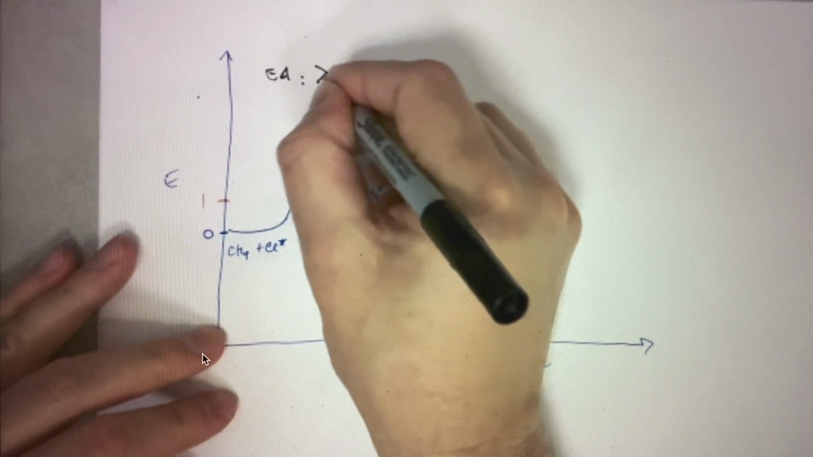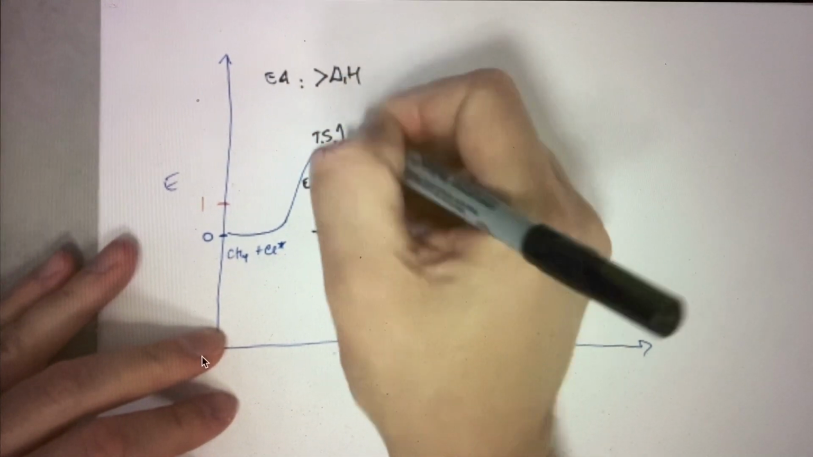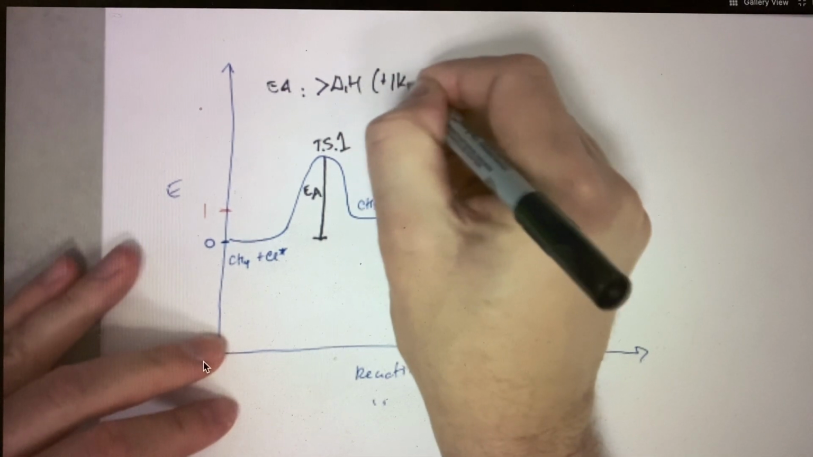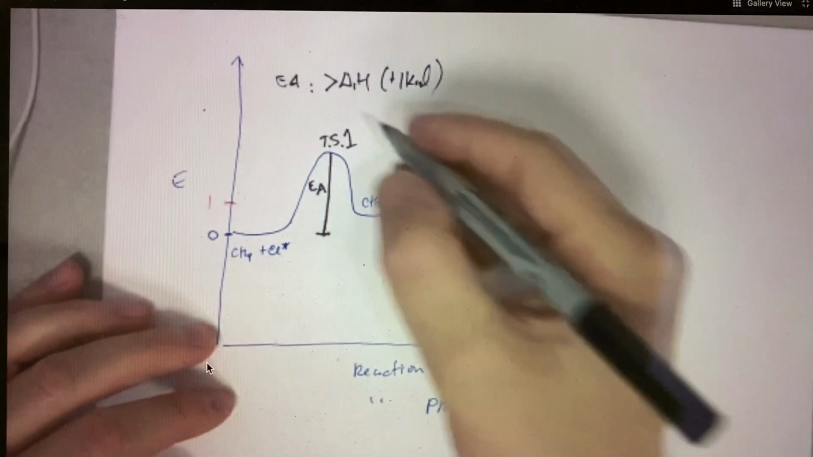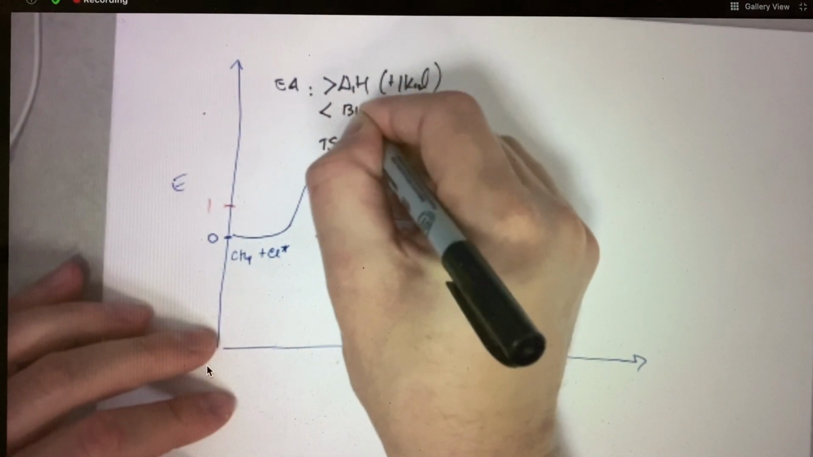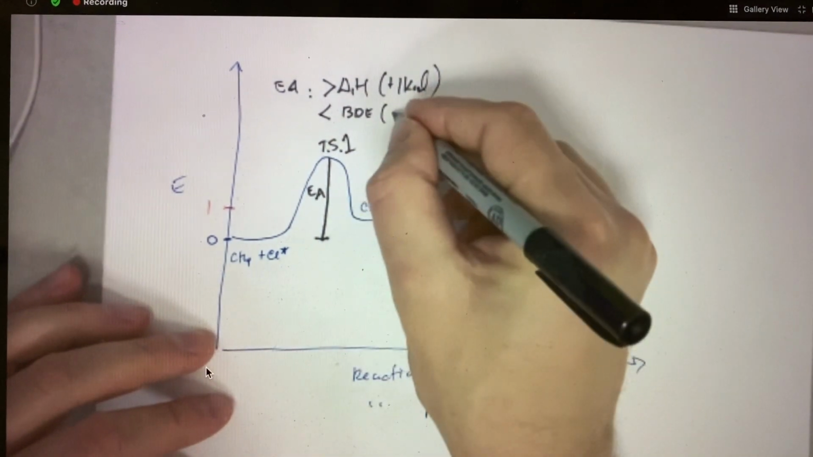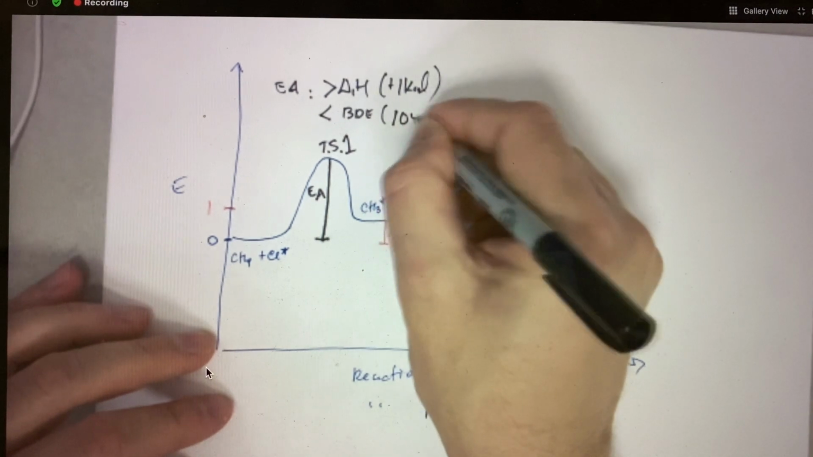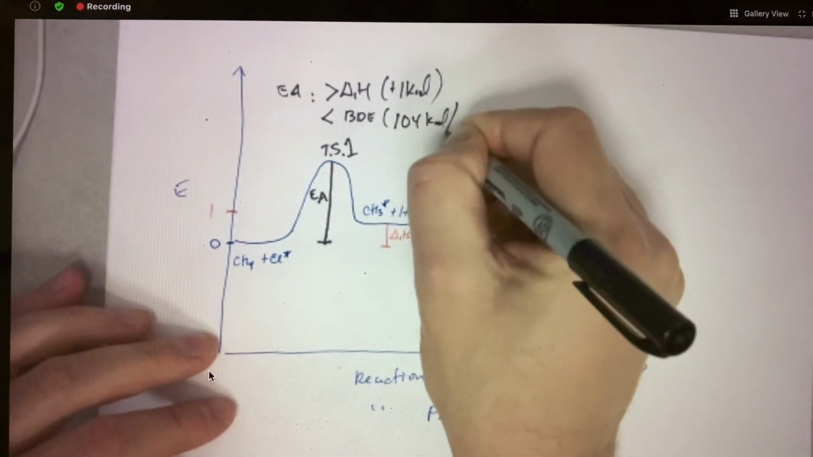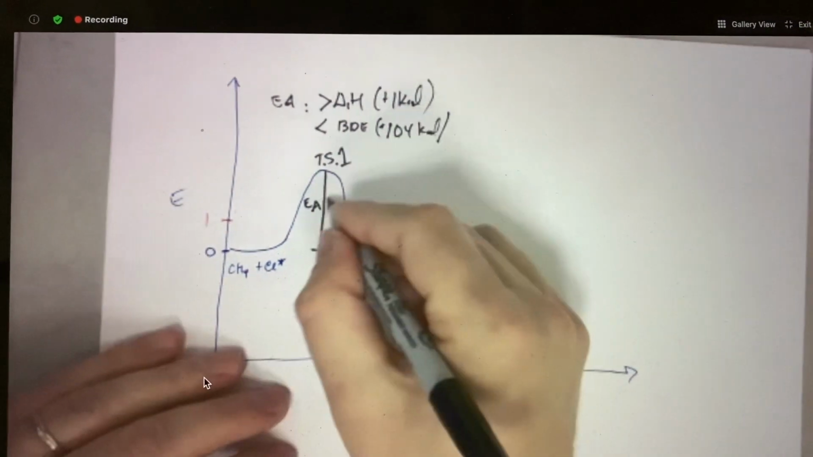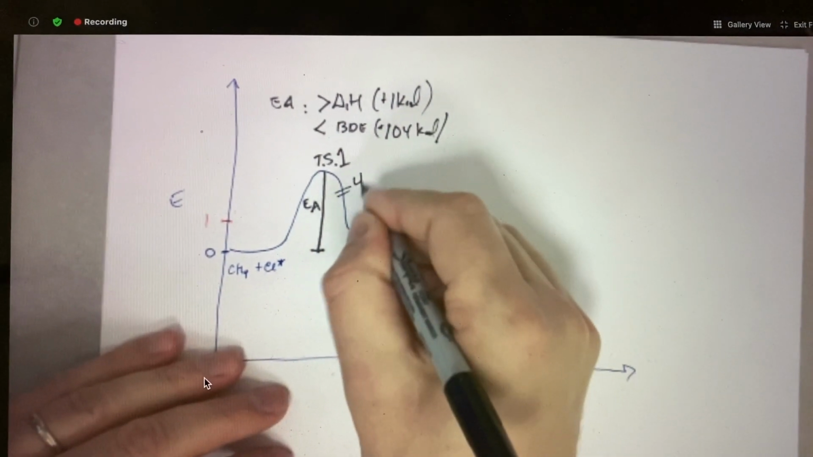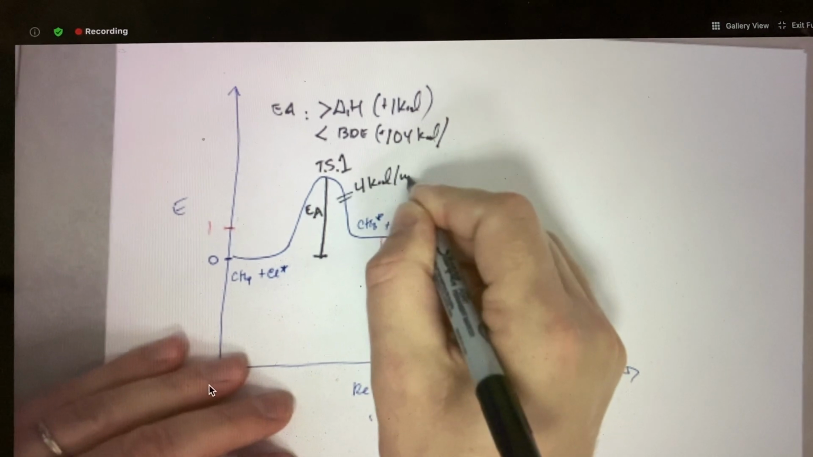is greater than delta H. So in this case, it's greater than 1 kcal. It's always going to be greater than the enthalpy of reaction, but it's going to be less than the bond dissociation energy. And in this particular case, that was 104 kcals per mole. In this particular reaction, the activation energy is 4 kcals per mole.